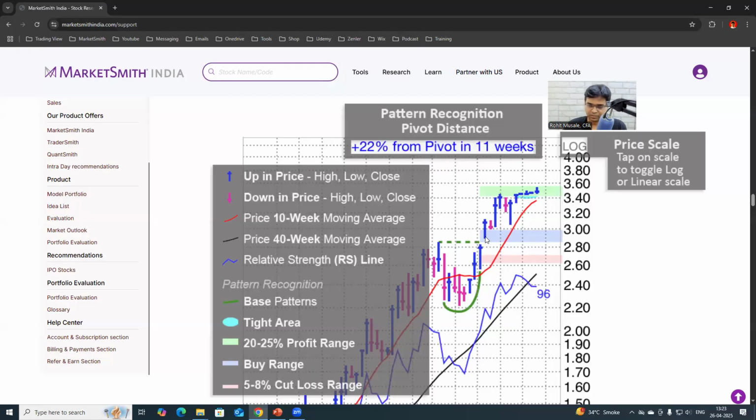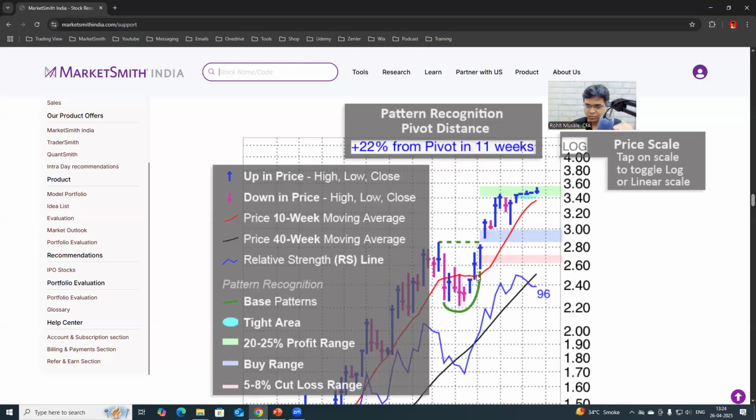So remember these 6 things we need to look for. Number one, a clearly marked green dotted line, which is the pivot point. Number two, a clearly marked basing pattern, which is the dark green line. Number three, the blue shaded area, the buying range. Number four, the green shaded area, the selling range. Number five, the stop loss range, the red shaded area. And number six, the price should be between the pivot point and the 10-week simple moving average. So these are the 6 things you look for to shortlist stocks.